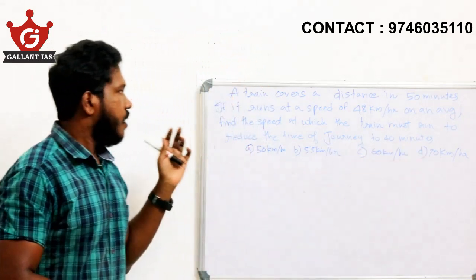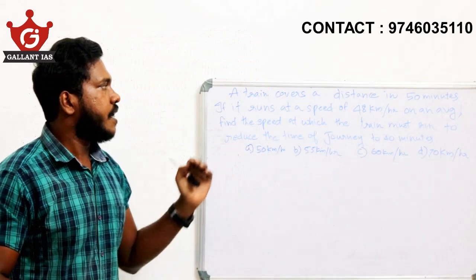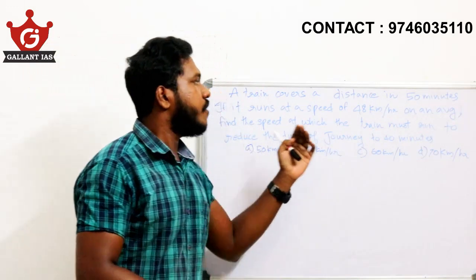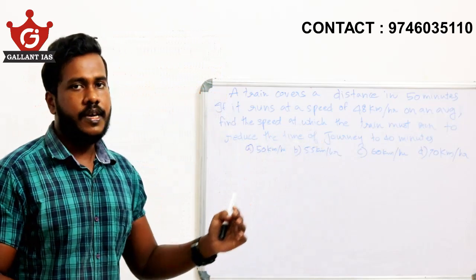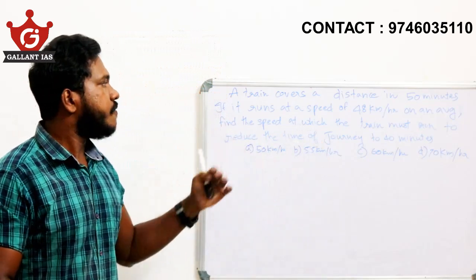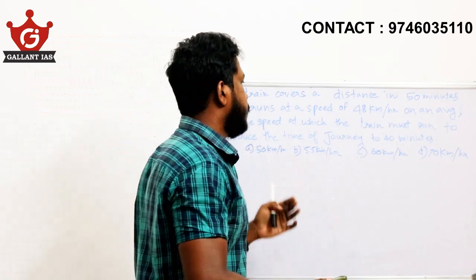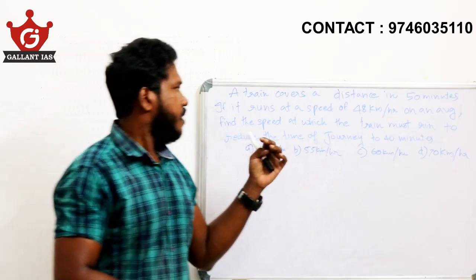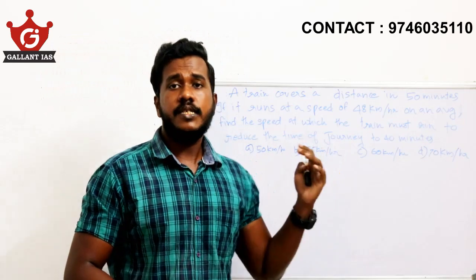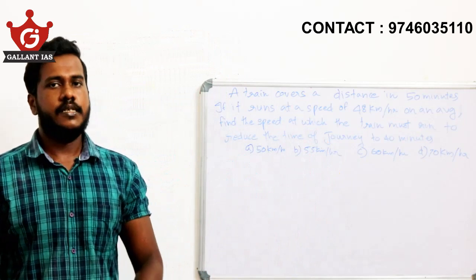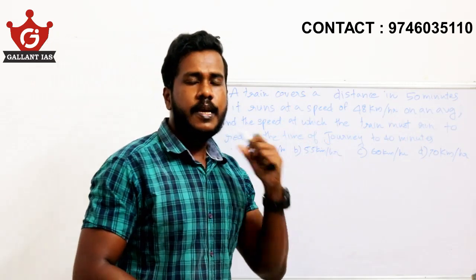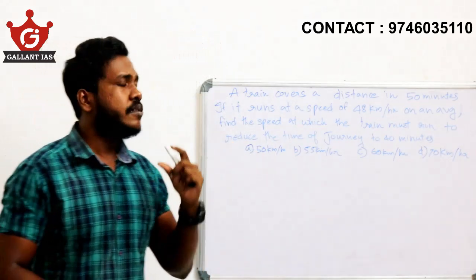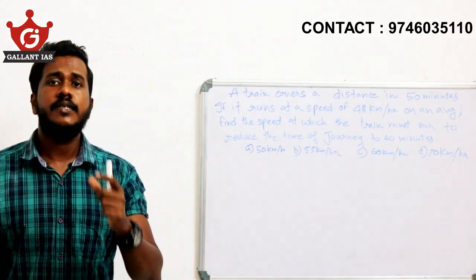So a train covers a distance in 50 minutes if it runs at a speed of 48 km per hour on an average, and we need to find the speed of the train if it covers that same distance in 40 minutes. As I said earlier, this question is based on speed distance. In a question based on speed distance, first make sure whether you need to do any sort of conversions in that question.